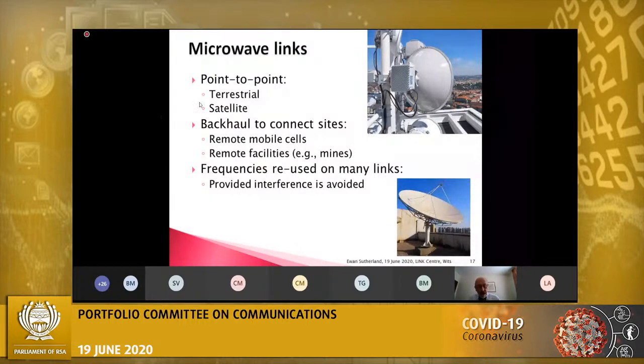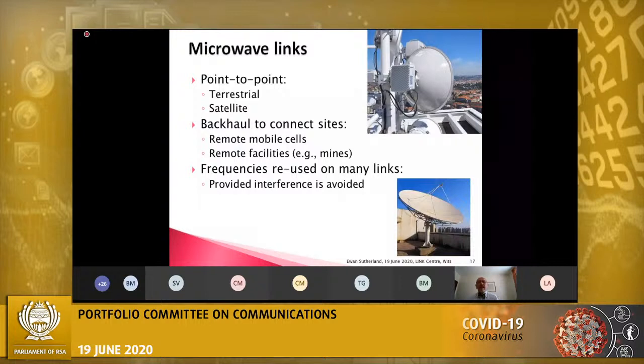The good thing about that is that if you've got point-to-point links, you can then reuse them. So they can be used on one link, and because they will not interfere, because they're very targeted and narrowly defined beams, then you can use them somewhere else as well.